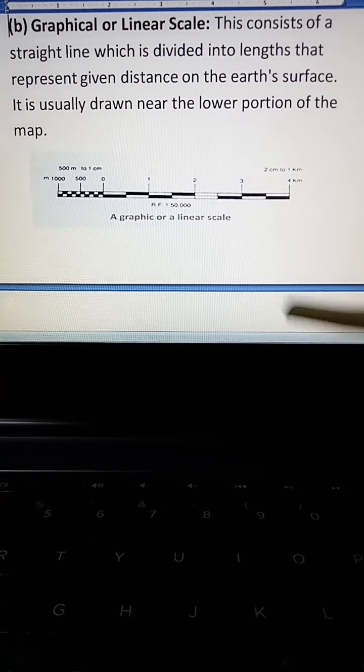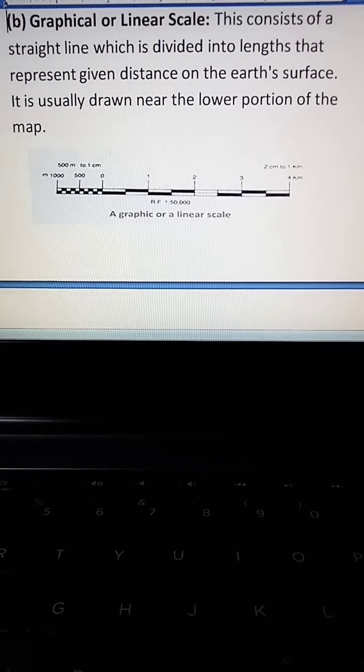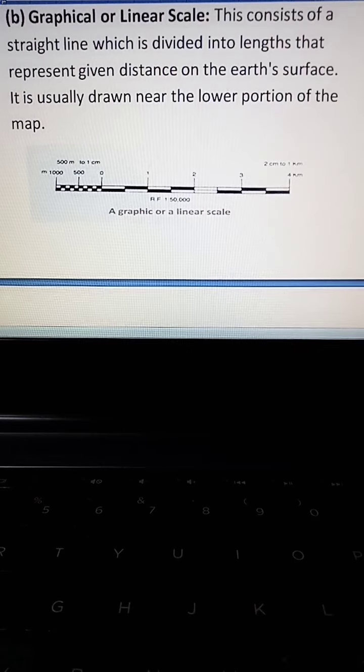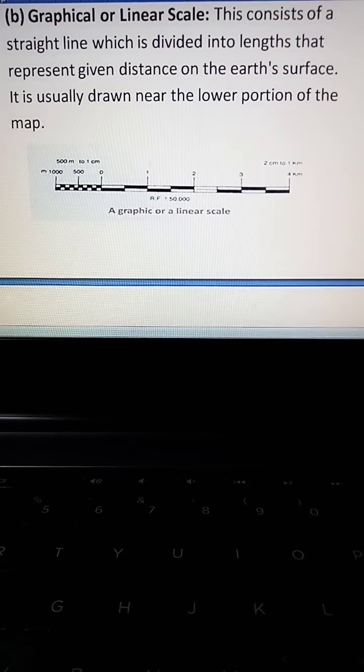Graphic scales are usually placed at the bottom of the map. One of the main advantages of the graphic scale is that it remains true even if the map is enlarged or reduced.